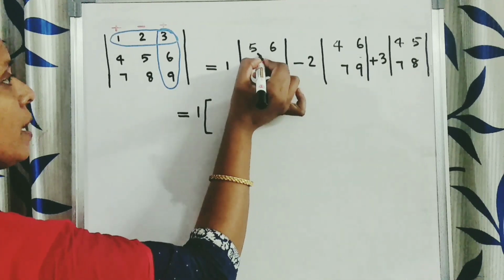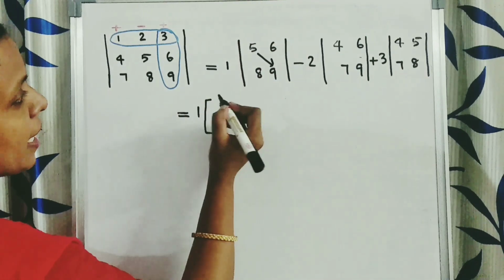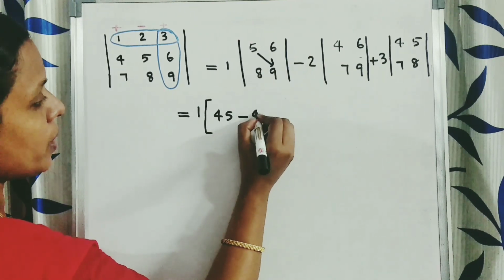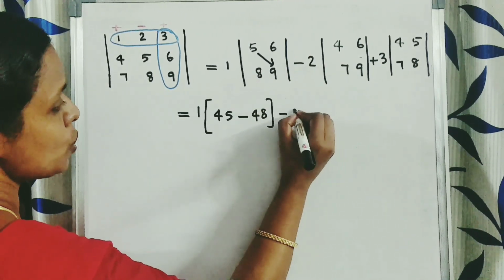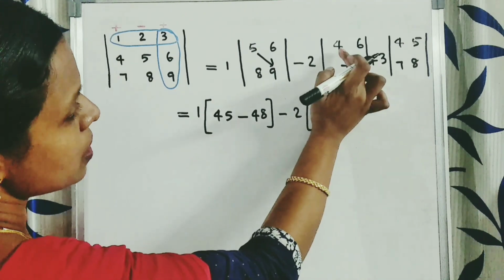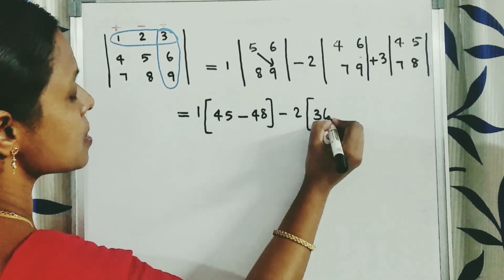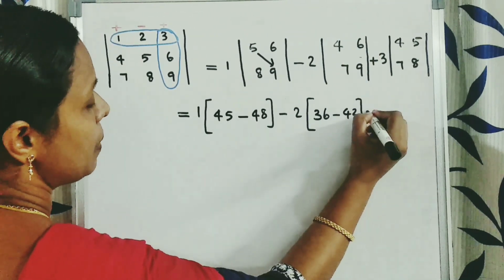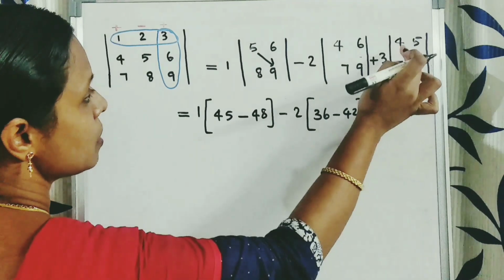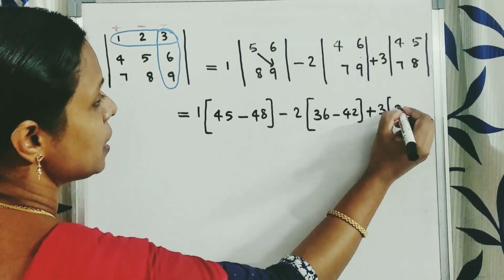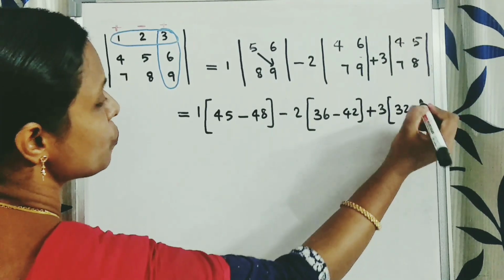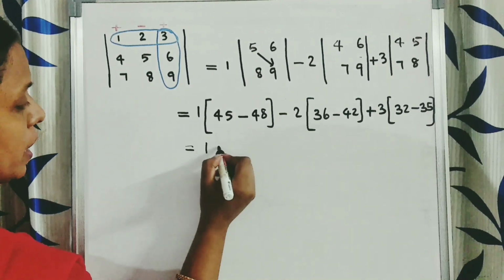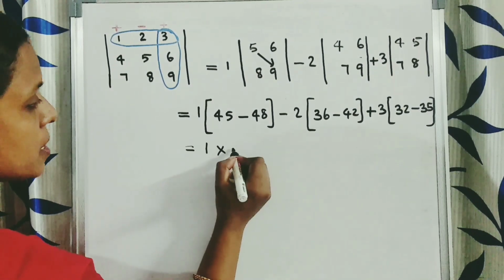Next, multiply 5 into 9. We get 45. Minus 6 into 8, that is 48. Minus 2 into: here we write 4 into 9, that is 36, minus 7 into 6, 42. Plus 3 into: here we write 4 into 8, that is 32, minus 7 into 5, that is 35.